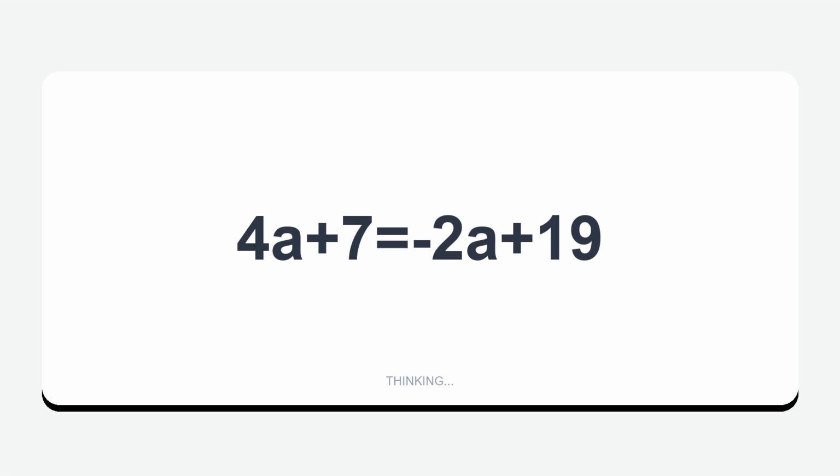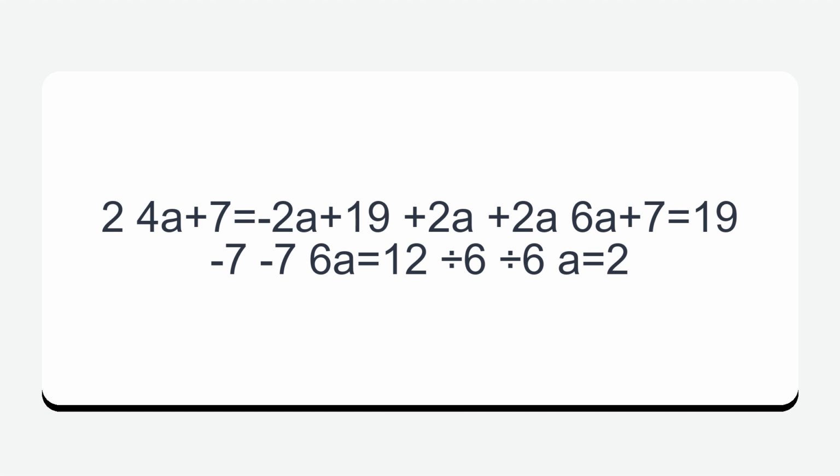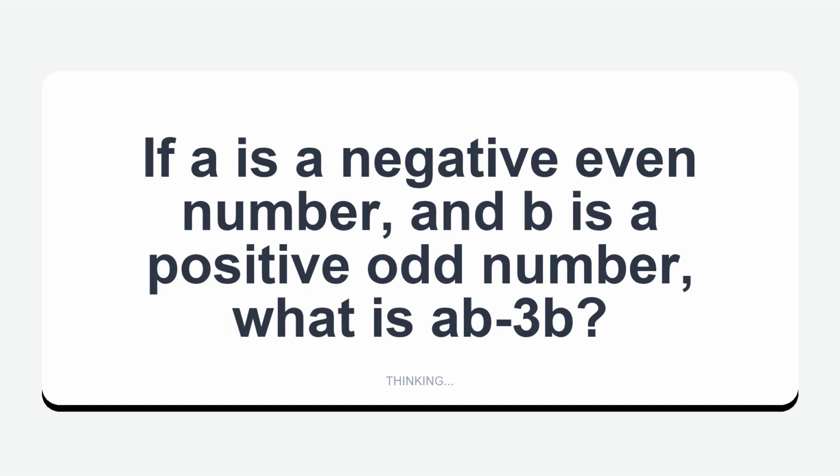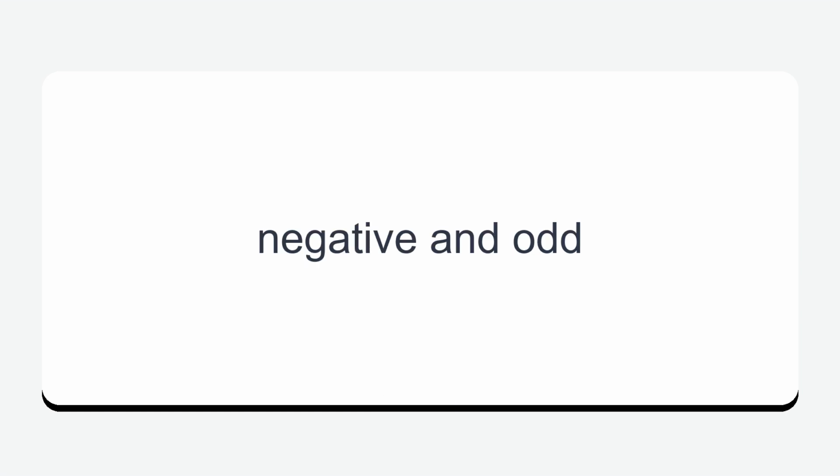4a plus 7 equals -2a plus 19. Add 2a to both sides: 6a plus 7 equals 19. Subtract 7: 6a equals 12. Divide by 6: a equals 2. If a is a negative even number, and b is a positive odd number, what is ab? Negative and odd.